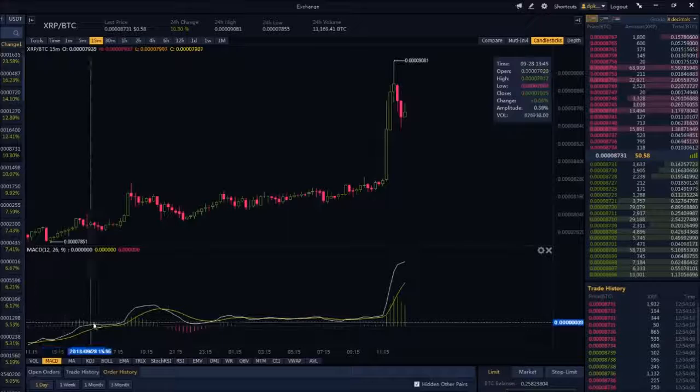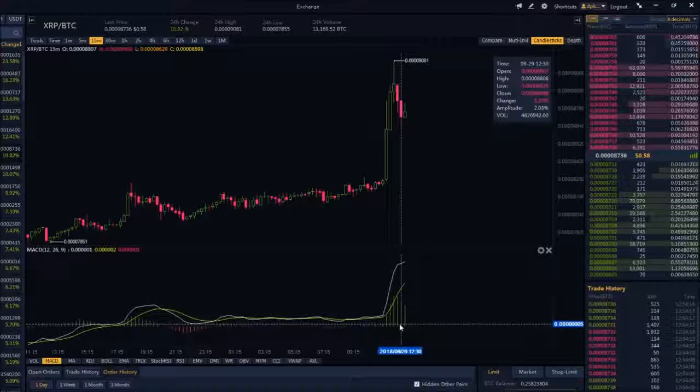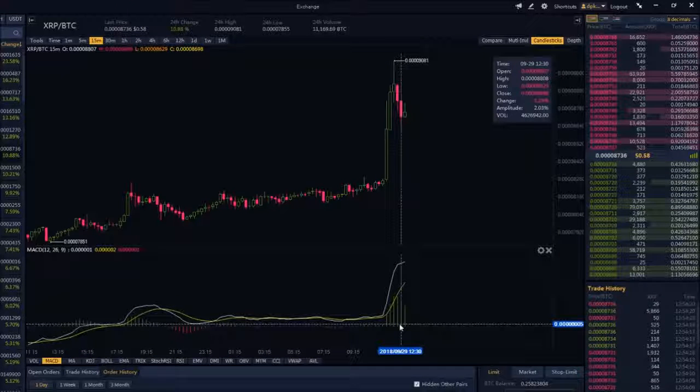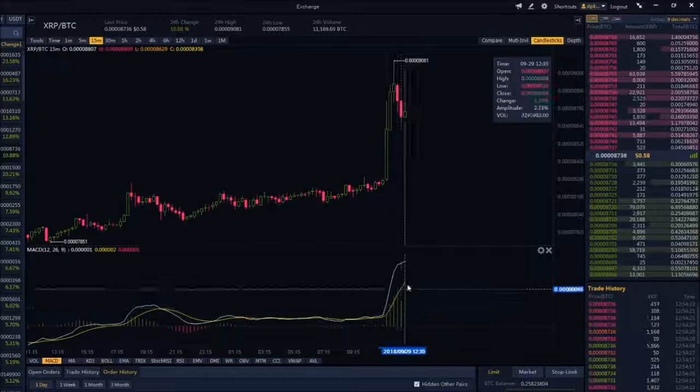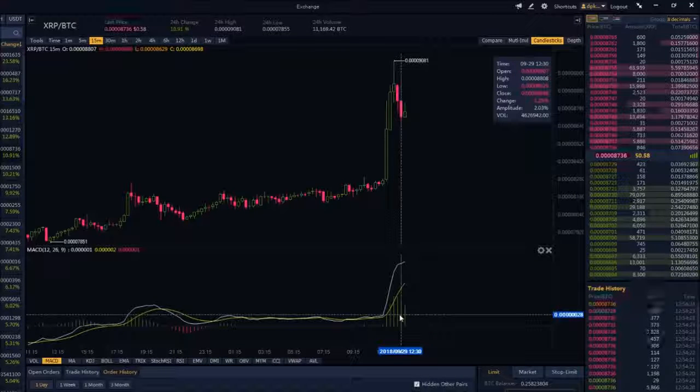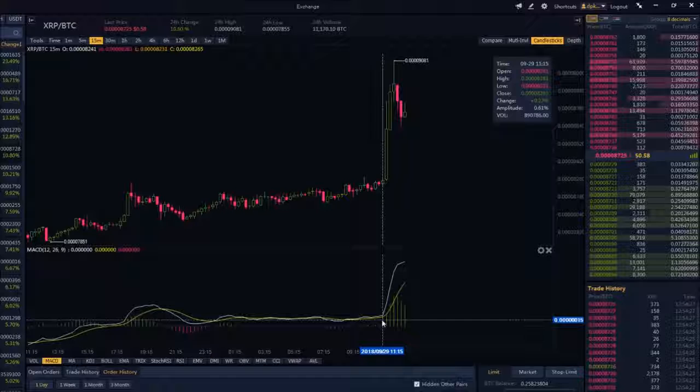So that's the MACD bars there that you can see. That's my way of explaining them. I know it's quite a strange way of explaining them, but this is just how I learn. This is how I sort of teach myself.